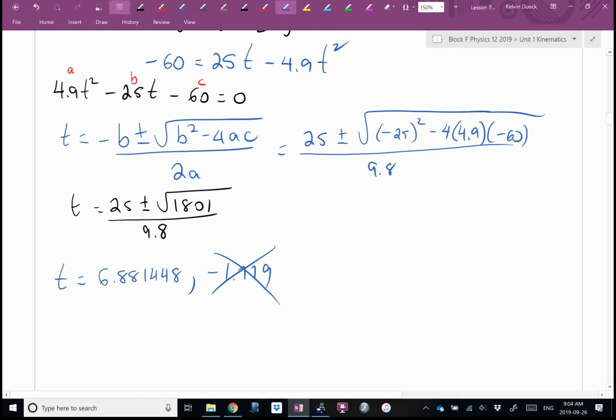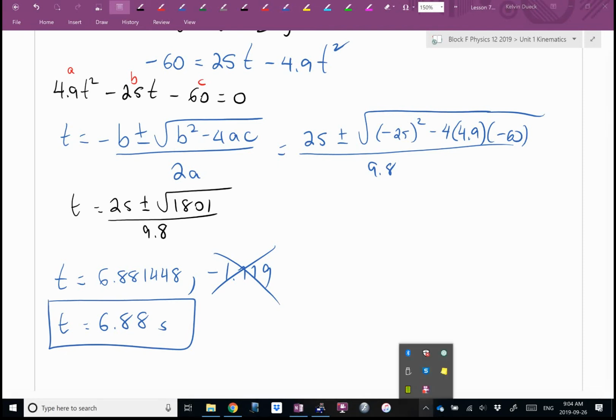So they wanted the time. Time is 6.88 seconds. I'll put a box around that answer, but I've got a longer time if I need to use it. Now, I'm going to pause the video, and we're going to see if you have a quadratic solver. All right. That's the total time of flight.